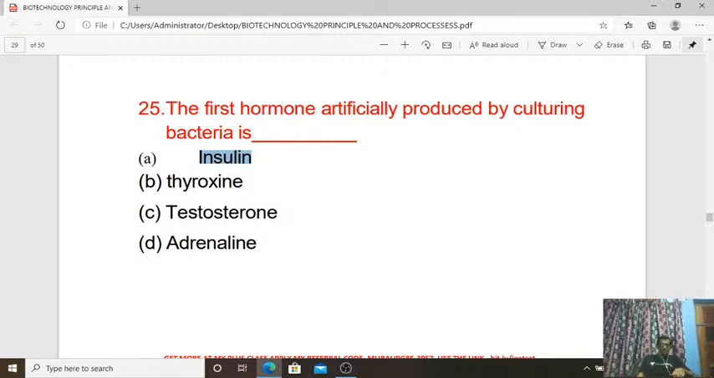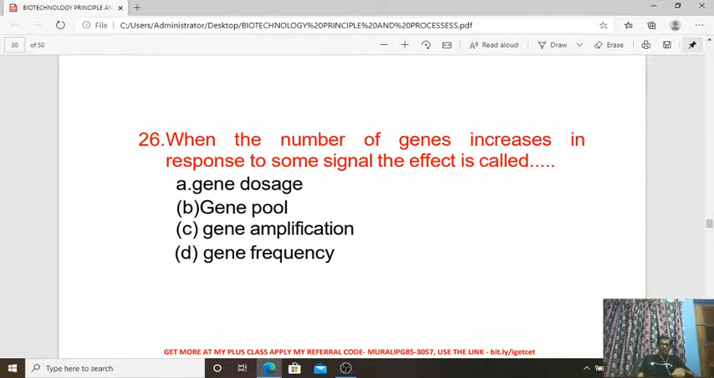Next question, number 26. When the number of genes increases in response to some signal from the outer side, the effect is called what? So an increase in the number of genes, that is what? Amplification. Yes, Prakshita, you are right. Gene amplification.